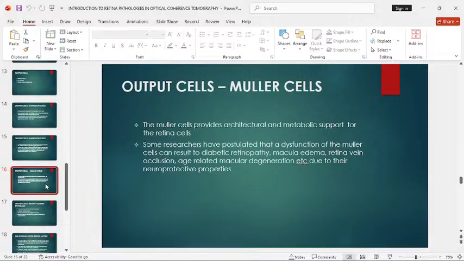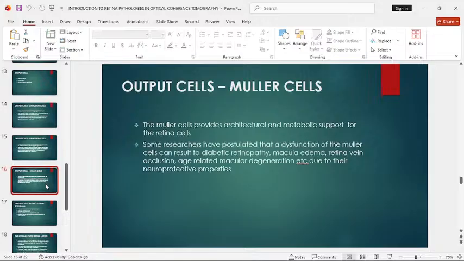Let's look at the Müller cells. The Müller cells provide architectural and metabolic support for the retinal cells. Now, serious research has gone on, and we find out that a dysfunction in these Müller cells results in diseases such as diabetic retinopathy, macular edema, retinal vein occlusion, and age-related macular degeneration. This is because the Müller cells have neuroprotective properties.